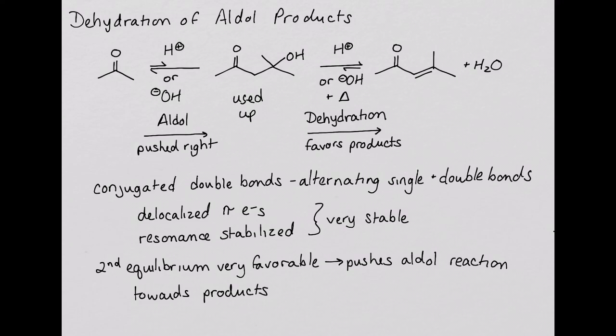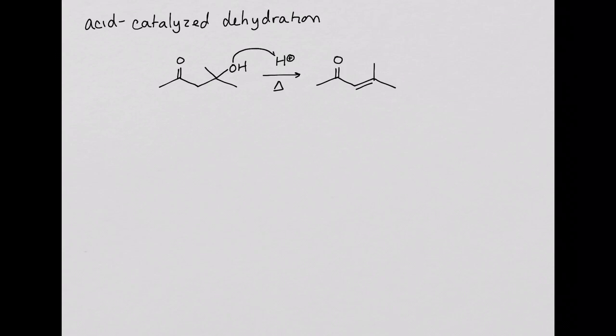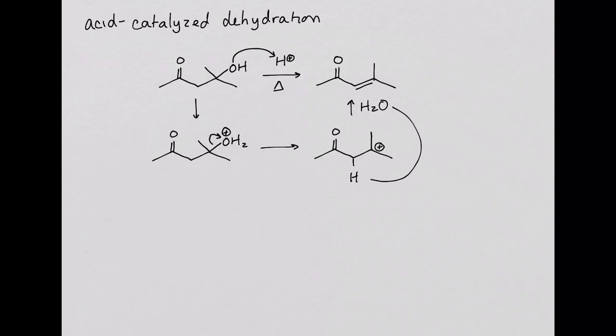Now let's look at the mechanism. The mechanism for the acid-catalyzed dehydration of aldol products is a review. This mechanism is the same as the one we previously talked about with the dehydration of alcohols under acidic conditions. In the first step of the mechanism, the alcohol is protonated. This converts the hydroxyl group to water, making it a good leaving group. Next, water leaves to form the carbocation. In the final step of the mechanism, deprotonation occurs to produce the alkene.